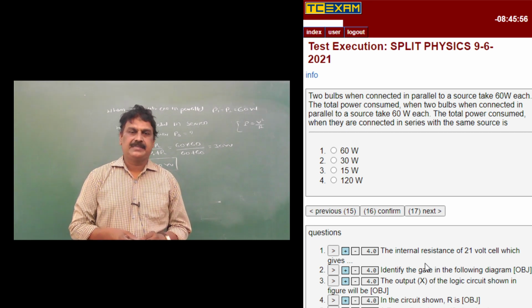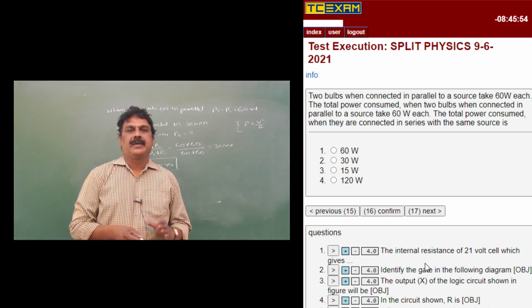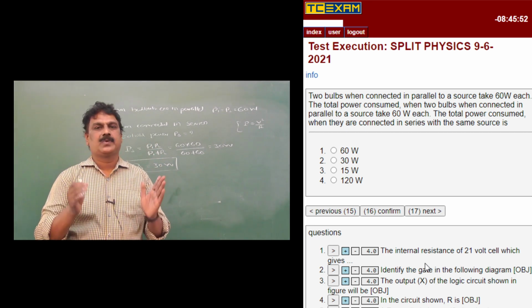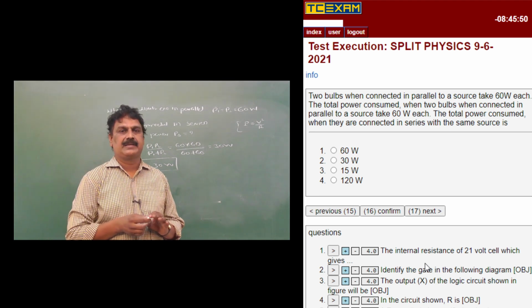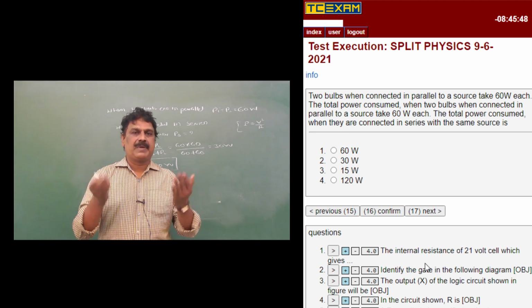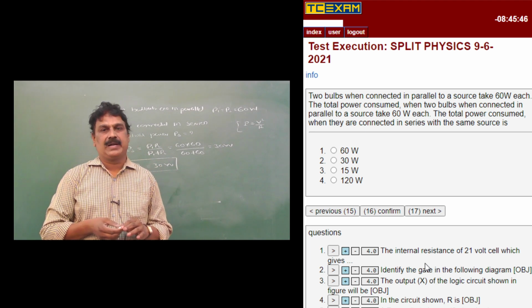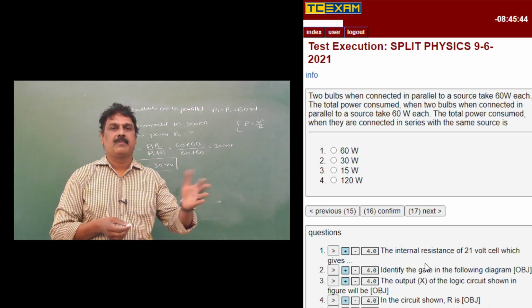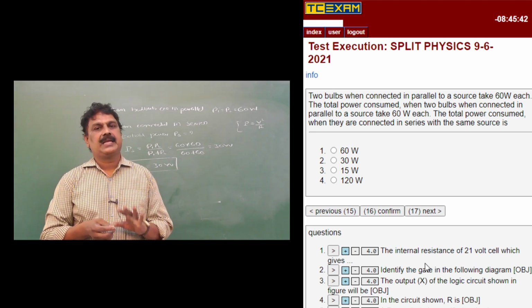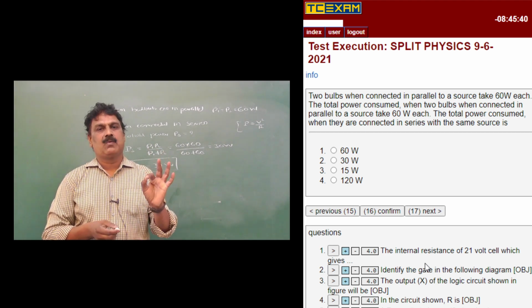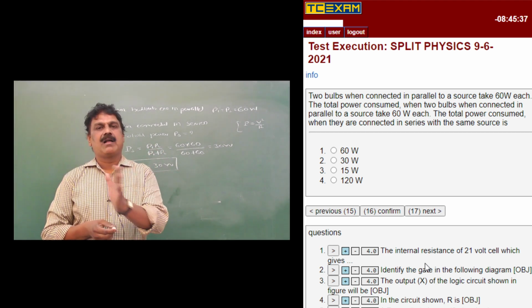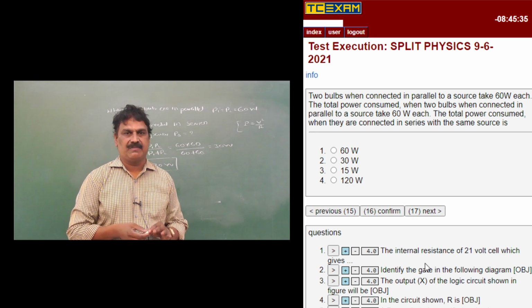The reason is, number one, in series combination the voltage divides. Therefore, the appliances will not get the rated voltage, that is 220 volt for domestic purposes. And another thing, if we switch off one appliance, all the other appliances will switch off.